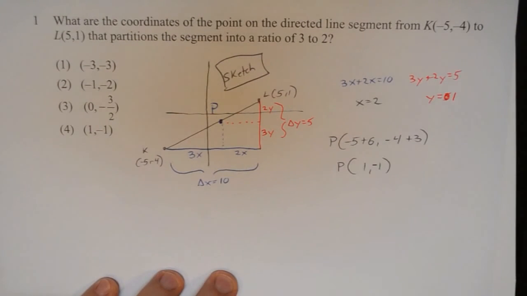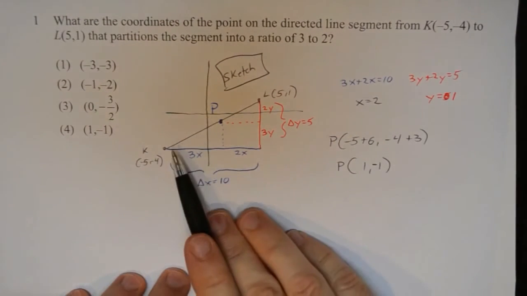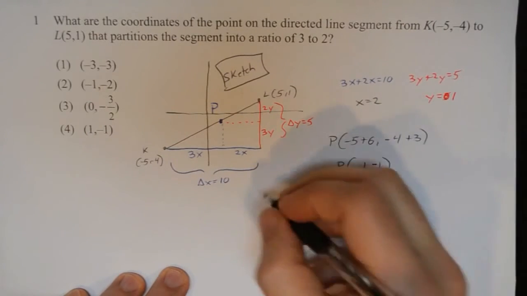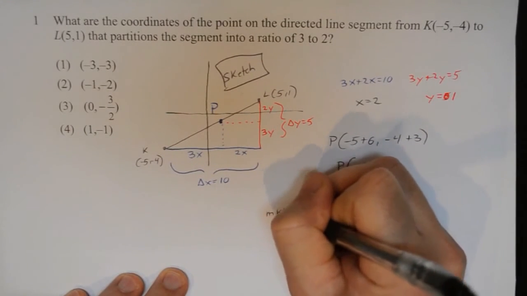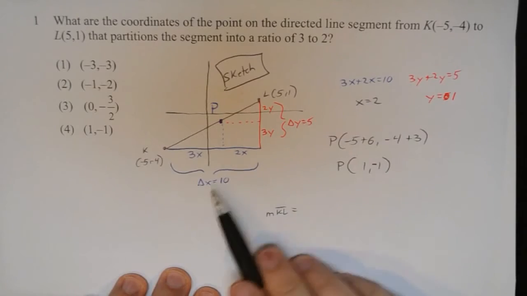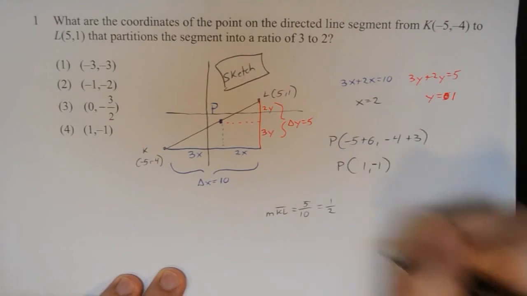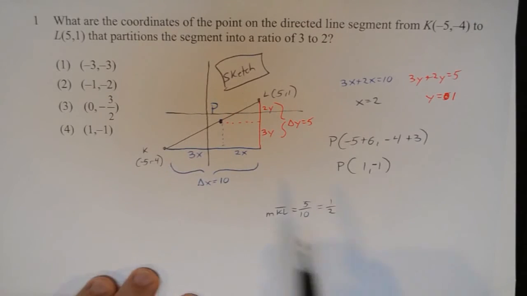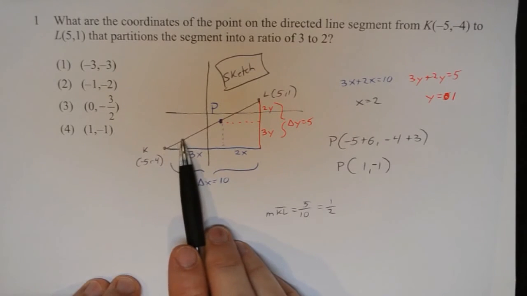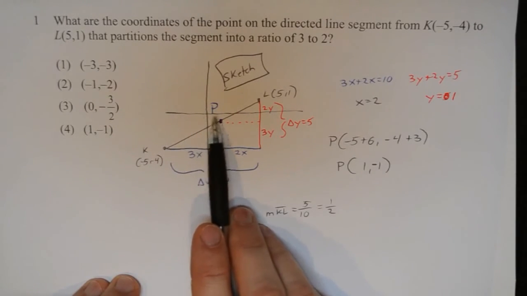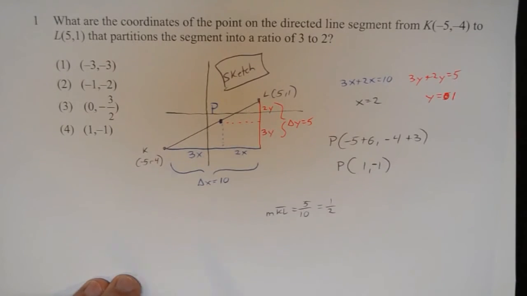Let me go back to that original point. Oh, excuse me, the original line segment, right? KL. Notice that the slope of KL is delta y over delta x, 5 over 10, which is to say 1/2, right? So that means if I start at point K and I go up 1 over 2, up 1 over 2, up 1 over 2, etc., I'll eventually get to L.